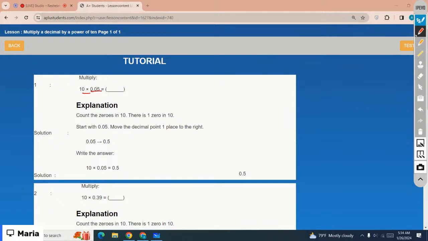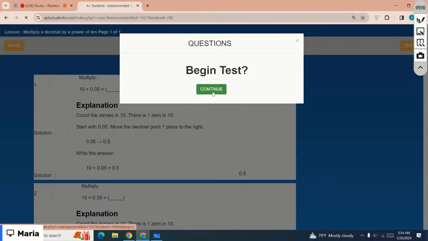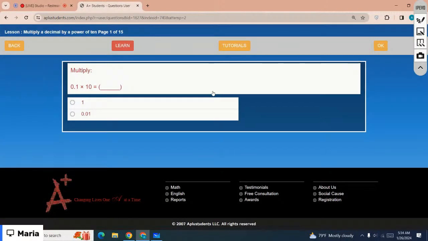10 has only one zero. That means you need to move the decimal point only one place right. Right? Keep this very important point in your mind. You just have to move the decimal point only one place right. So when you move one place right from here to here, it would be 0.5. Let's just start with the practice questions, then you'll see how we move the decimal point, right? Okay, just look at the first example, that is 0.1 times 10, right?